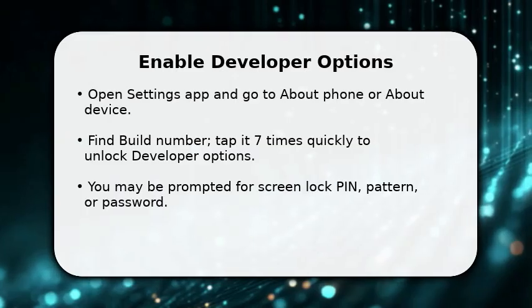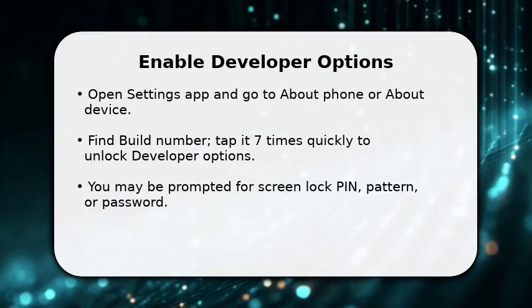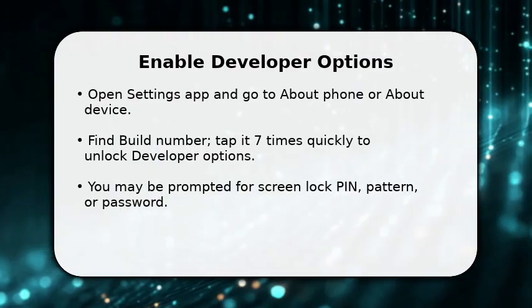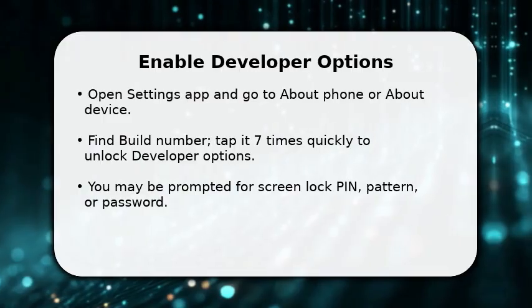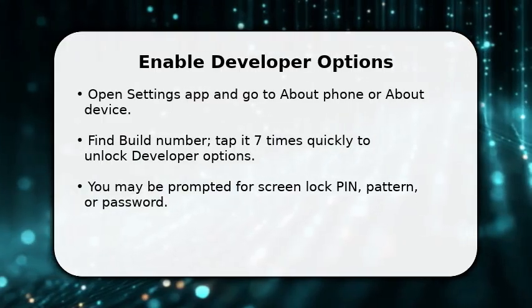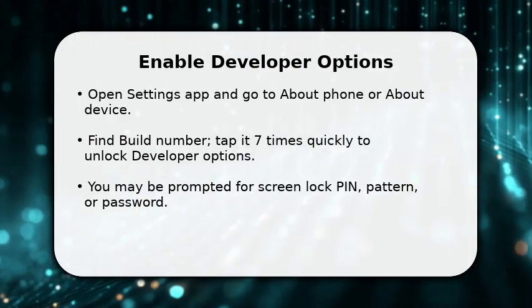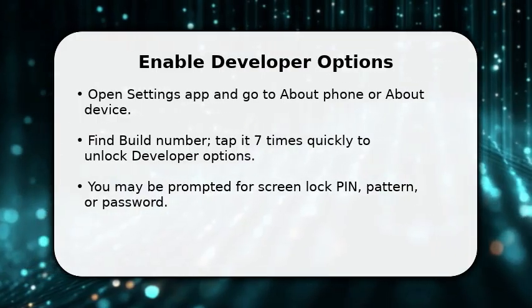Enjoy the video. You start by opening Settings and navigating straight to About Phone or About Device. This is where the build number lives. Once you find build number, tap it 7 times without pausing. You'll see a brief countdown or message saying you are X steps away from being a developer.